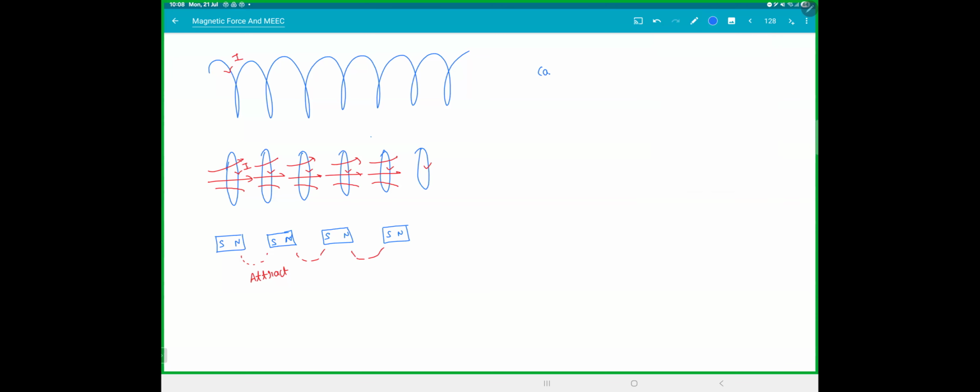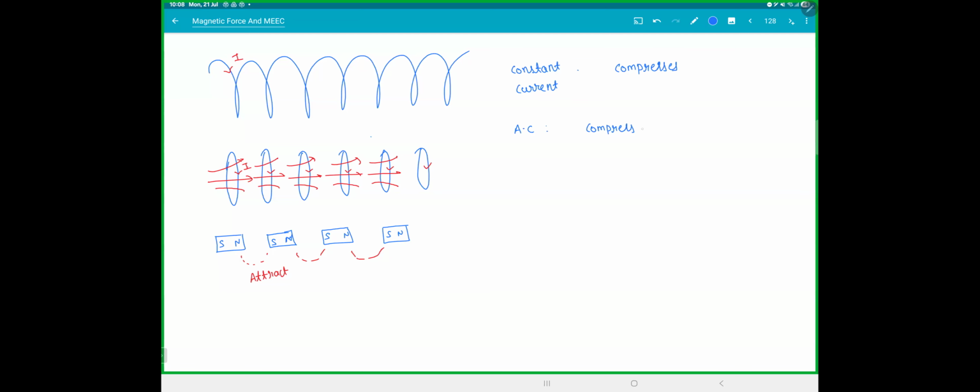So in case one, the spring compresses. When you send constant current, it will just compress and stay there. Nothing happens. But if you send AC current, when the current is flowing, it will compress. When the current goes off, it comes to natural length. Remember, in this case, it will never elongate. There is no case where this will elongate.